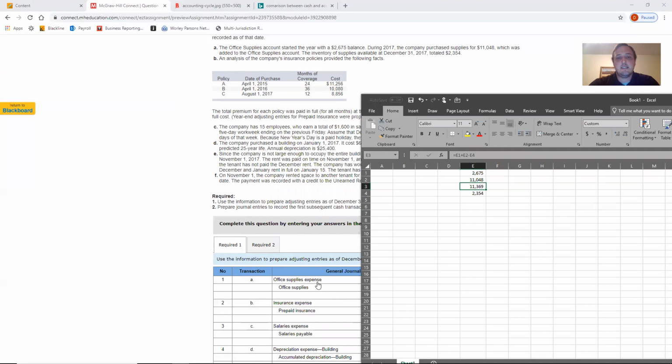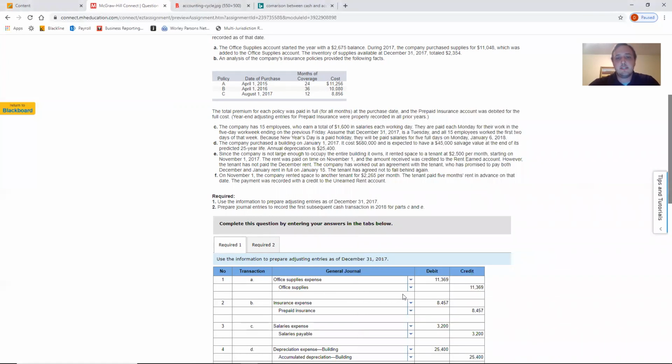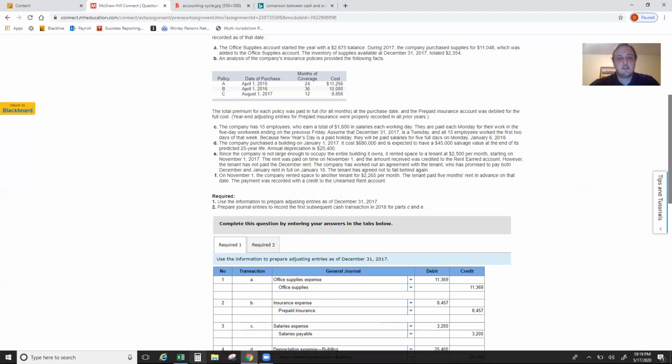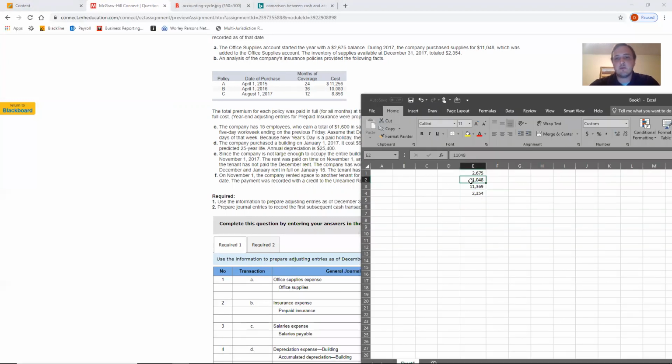And so office supplies is the asset. Office supplies expense is obviously the expense account. So to increase the expense, we debit it. To decrease the asset because we used it, we credit it. So again, we're not talking about the transaction of when we purchased the supplies. We're talking about each time someone got a pen or a piece of paper or any of the supplies, what do we have at the end of the day? Okay.